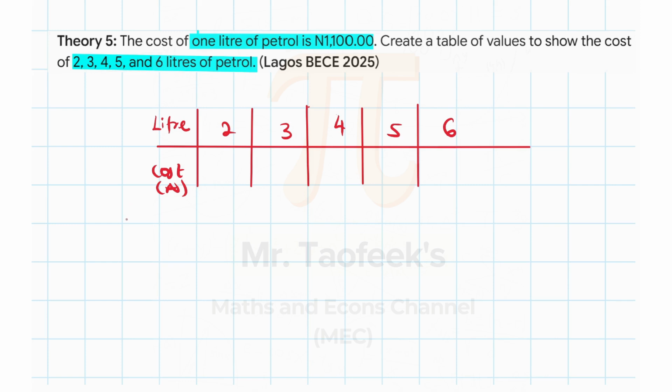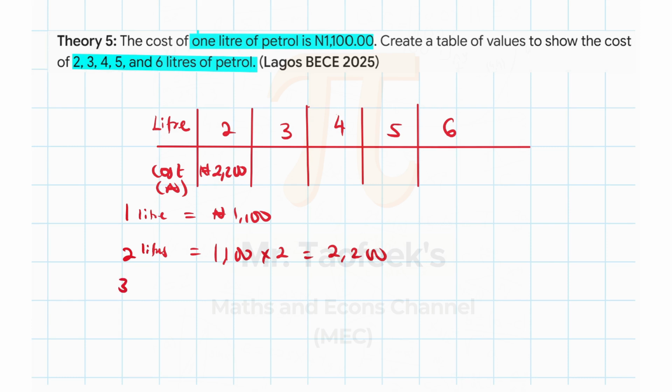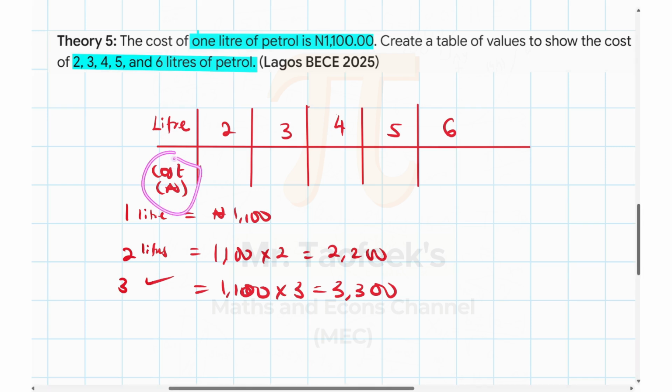So if 1 liter is equal to 1,100, then 2 liters will just be 1,100 times 2, which is going to give us 2,200. So this is going to be 2,200. 3 liters would be 1,100 times 3. That's going to be 3,300. So you don't need to put the Naira sign in these anymore because we already put it at the beginning over there. We already have the Naira sign written over here, so we don't need to write it anymore. So this is the 2,200, 3,300.